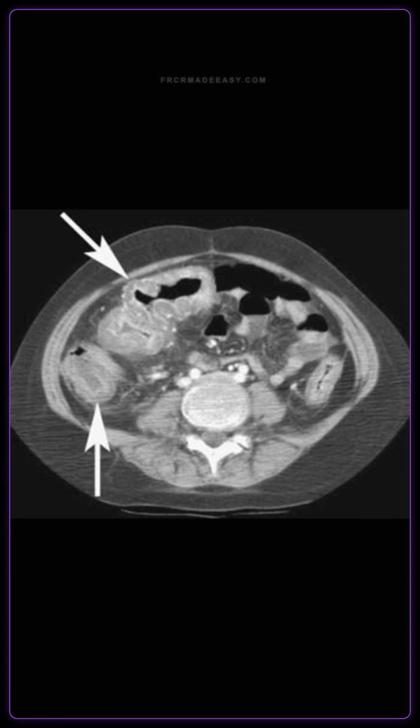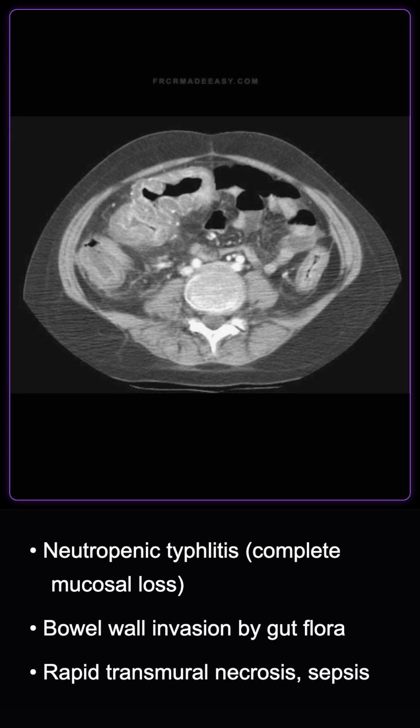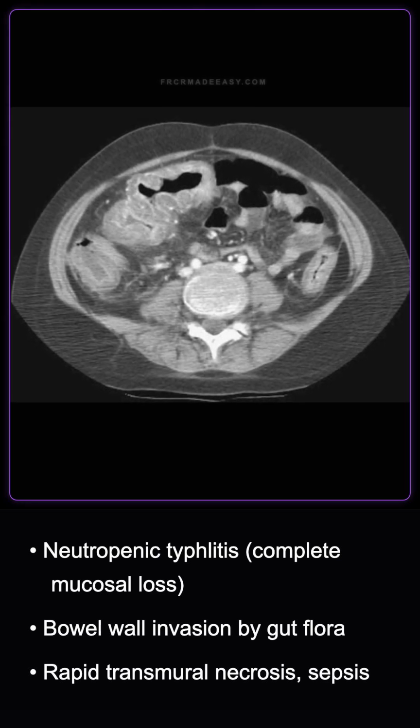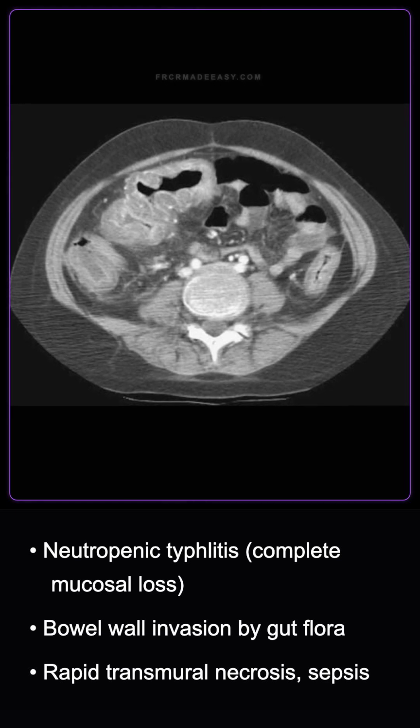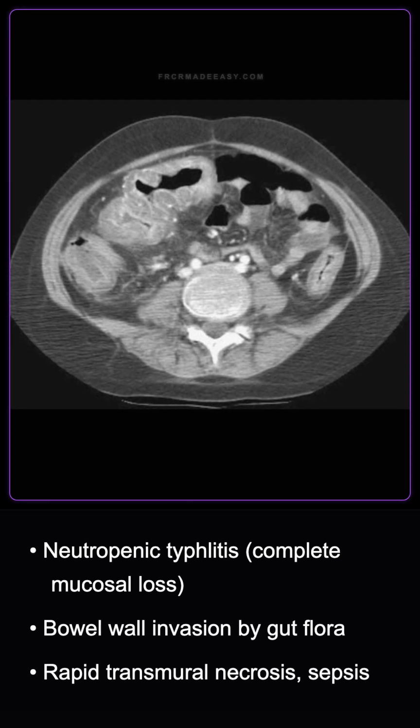If this were typhlitis, what would be the defining pathological mechanism? Typhlitis results from a complete loss of mucosal integrity due to extreme neutropenia, which allows normal bowel flora to aggressively invade the compromised bowel wall, leading to rapid transmural necrosis and sepsis.